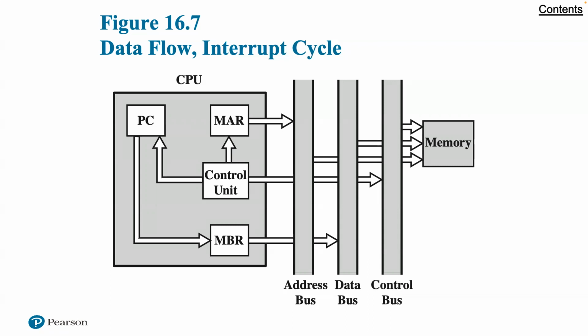The current contents of the PC must be saved so that the processor can resume normal activity after the interrupt. Thus, the contents of the PC are transferred to the MBR to be written into memory. The special memory location reserved for this purpose is loaded into the MAR from the control unit. It might, for example, be a stack pointer. The PC is loaded with the address of the interrupt routine. As a result, the next instruction cycle will begin by fetching the appropriate instruction.